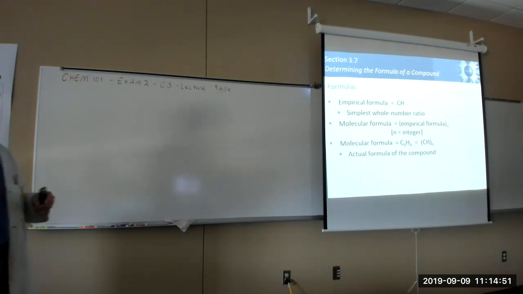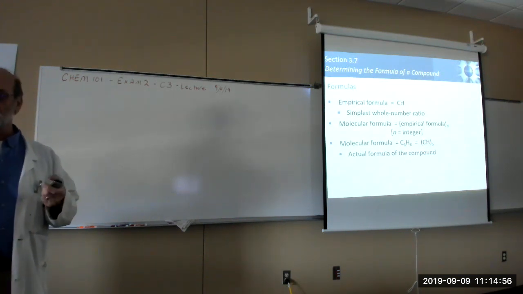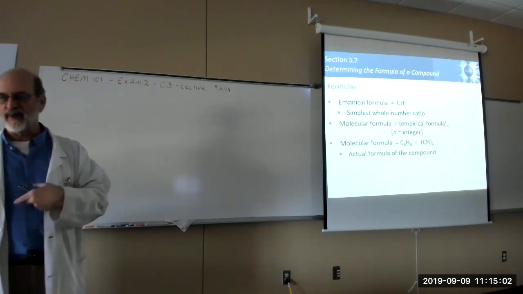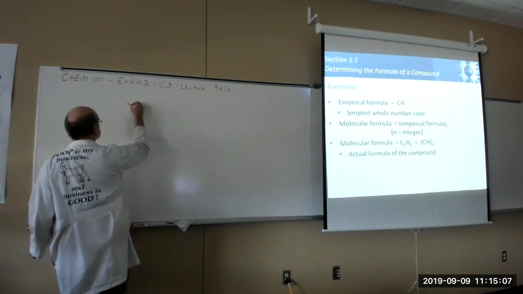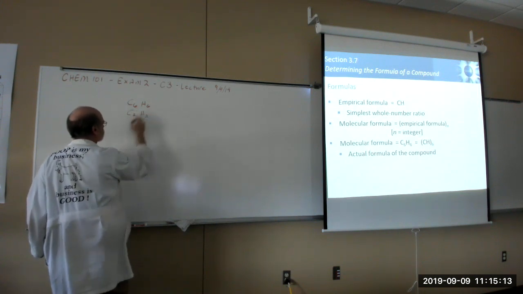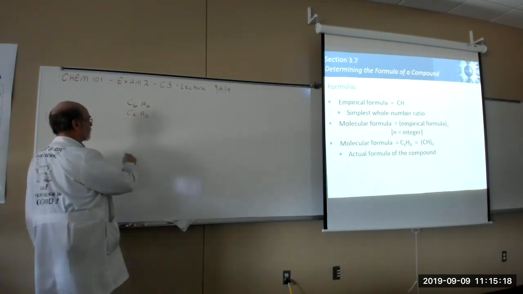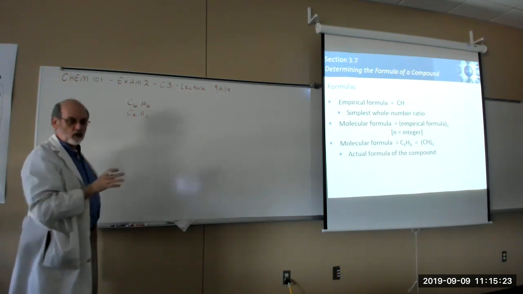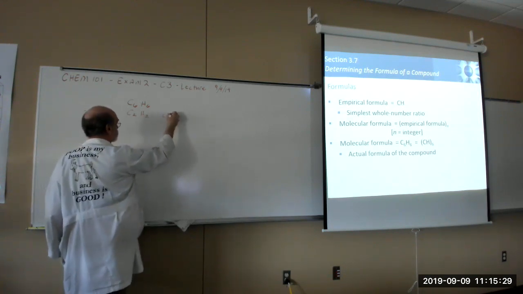Definitions. What do we mean by empirical formula? The empirical formula is the simplest whole number ratio of elements in a compound. So if you had this one, or you had this one, two good examples, the empirical formula for both of those is exactly the same. The simplest whole number ratio, you can divide 2 into this one, and you get that.